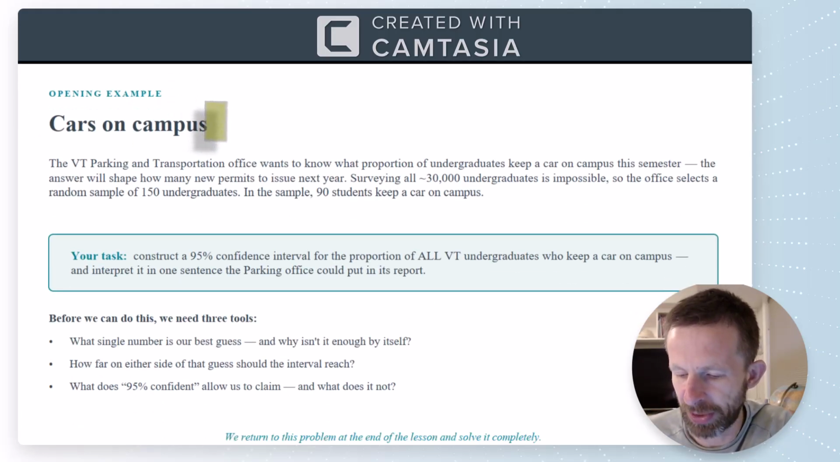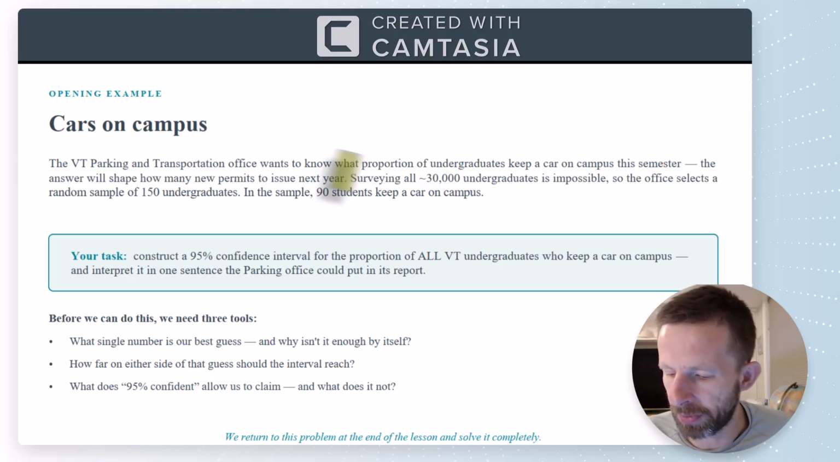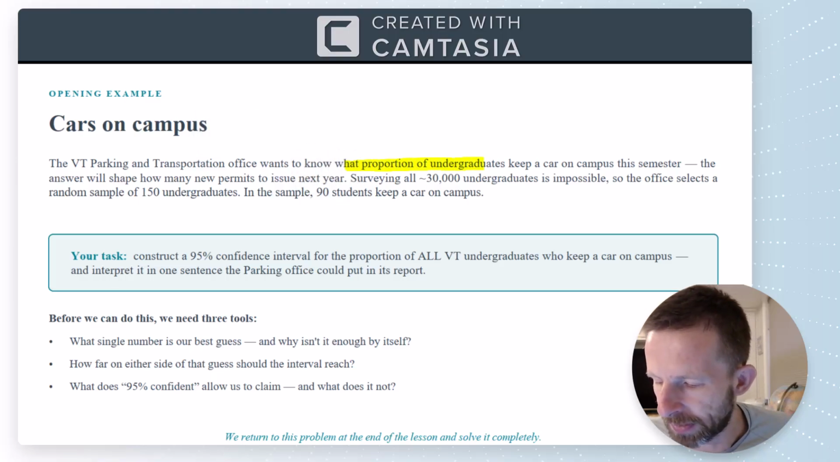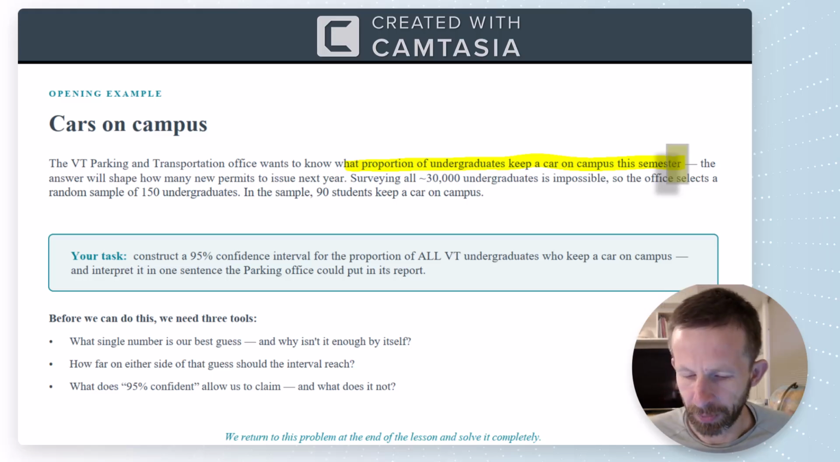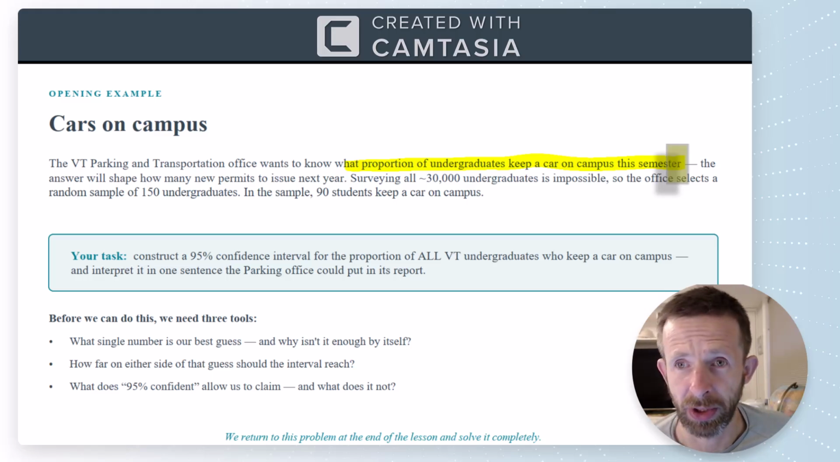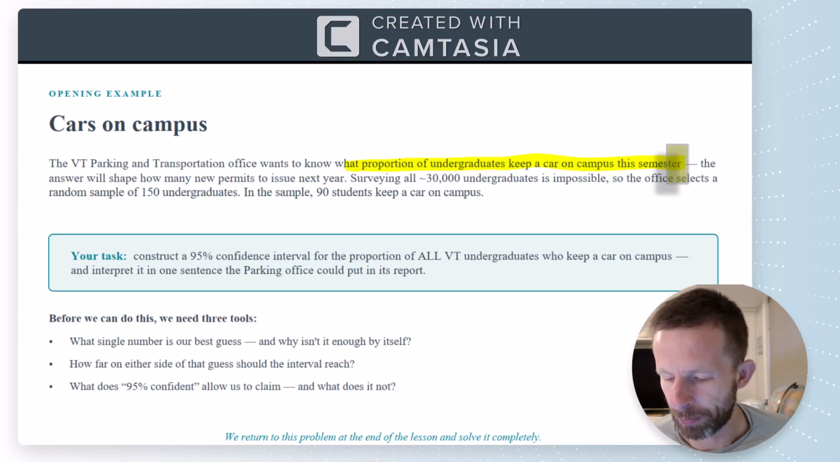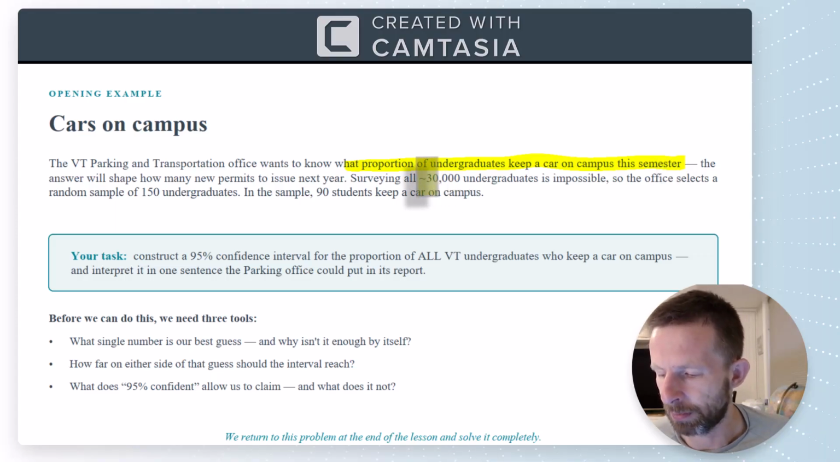VT Parking and Transportation Office wants to know what proportion of undergraduates keep a car on campus this semester. So we're dealing with answering a question about a population of undergraduate students. The answer will shape how many permits to issue this year. Surveying all 30,000 undergraduates, it's impossible.